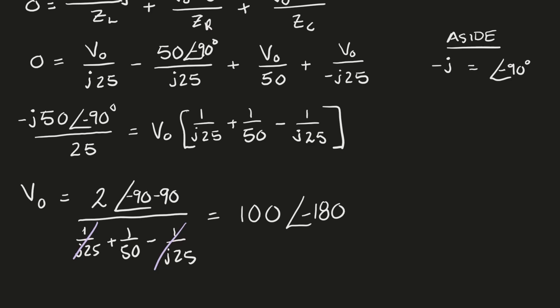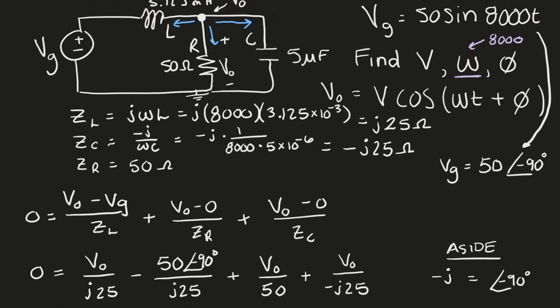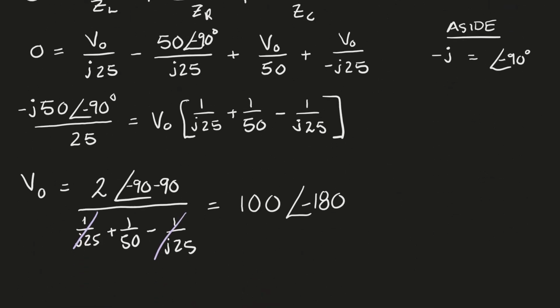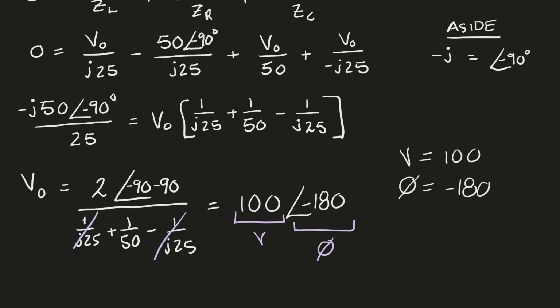So the problem asked us to find V, omega, and phi here. So we did just that. We found the angle here, and we found this amplitude here, which we'll call V. So then we know that V is 100, angle is negative 180, and then that omega remained the same from the beginning. And the units for that are in radians per second.